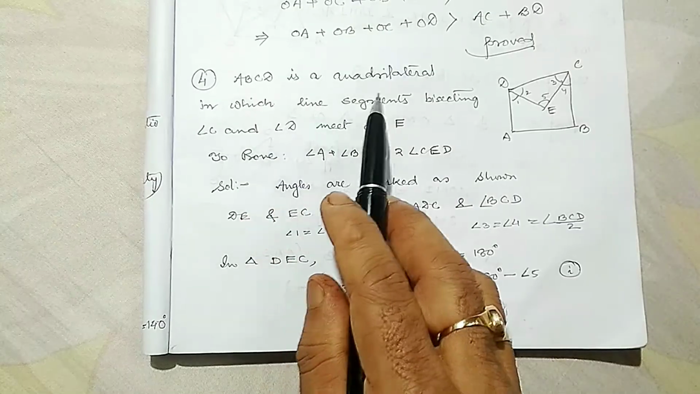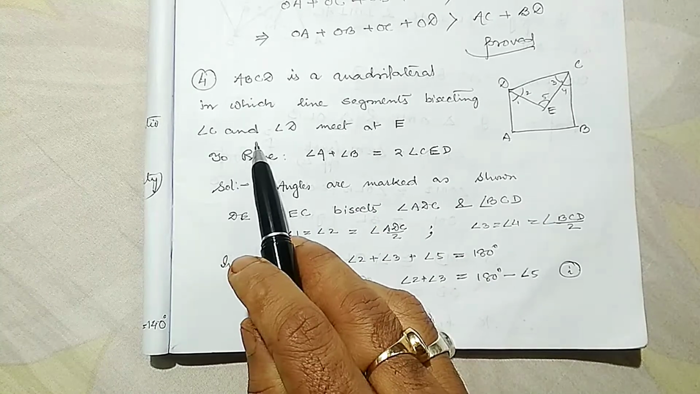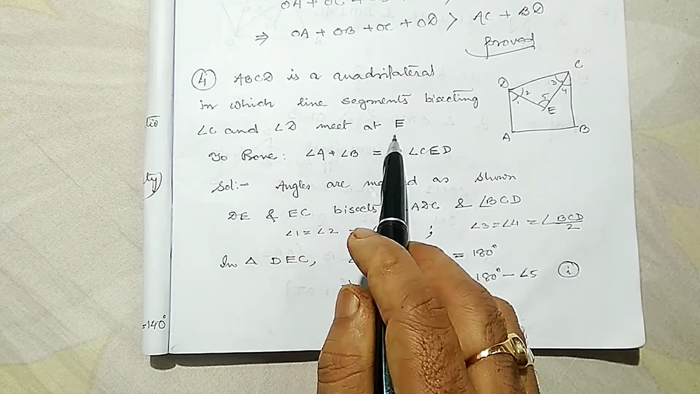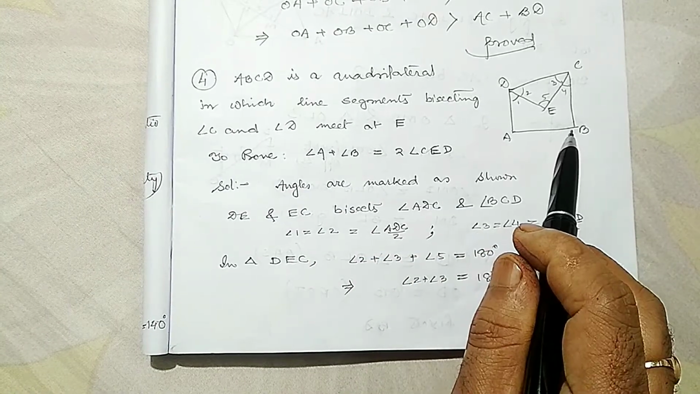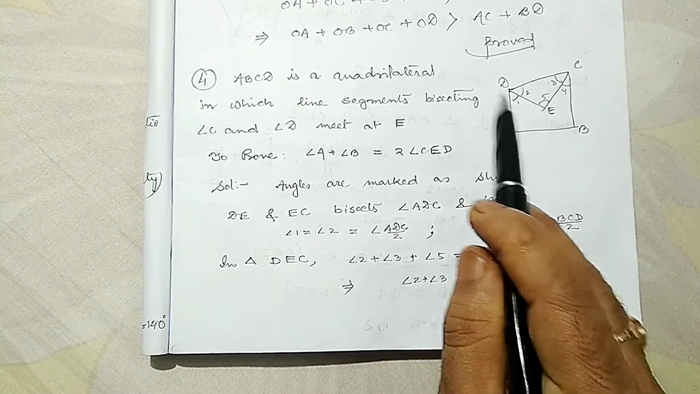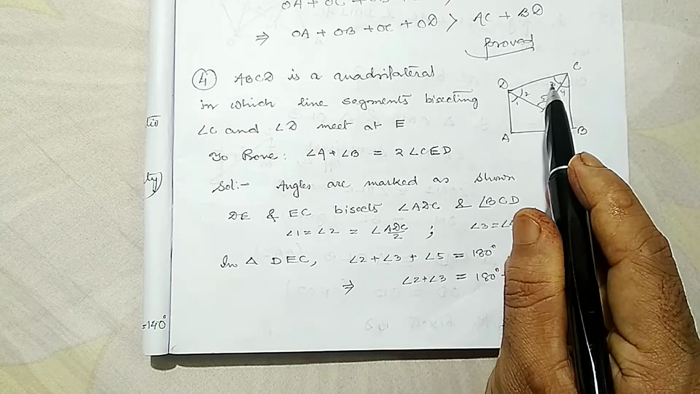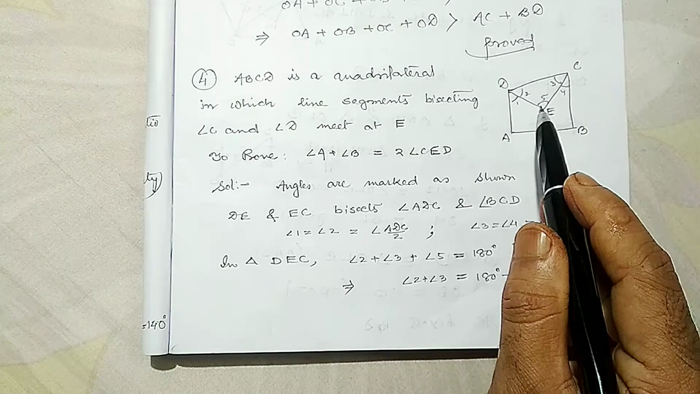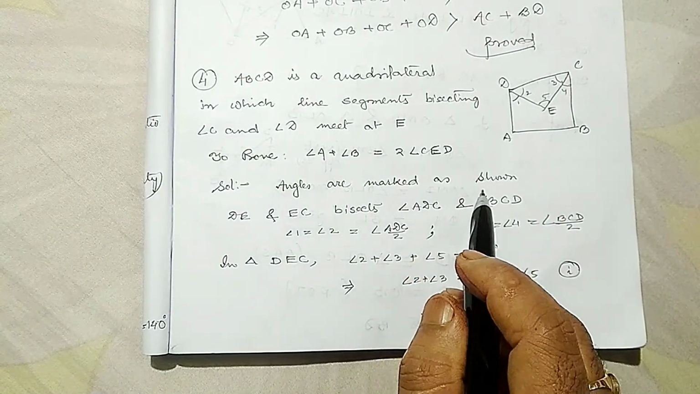Here ABCD is a quadrilateral in which line segments bisecting angle C and angle D meet at E. This is given in the question, and we have to prove angle A plus angle B is twice angle CED. We have marked the angles as angle 1, angle 2, angle 3, angle 4 and angle 5. The angles are marked as shown.